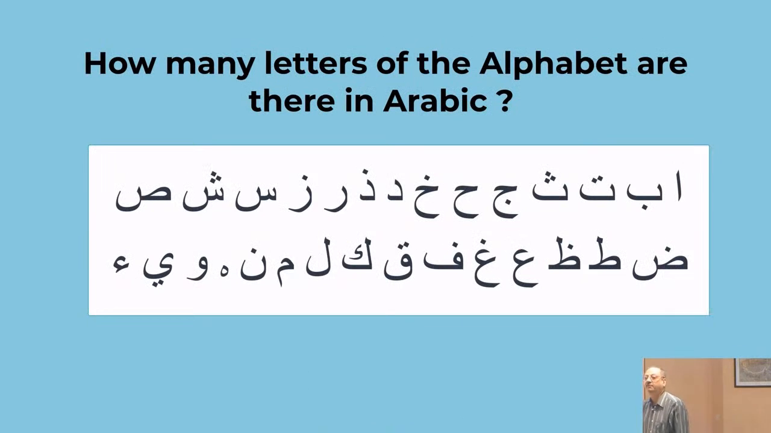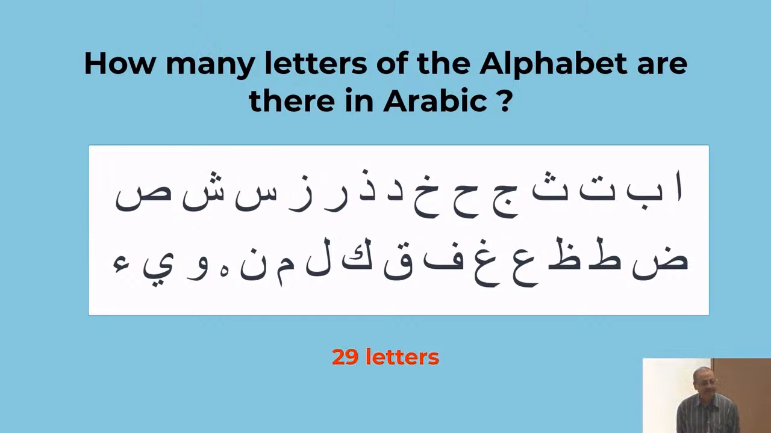How many letters of the alphabet? Most of us were taught that there are 28, but there are 29. Alif is a letter of the alphabet, but it is not a consonant. It does not have a speech sound. When you say "a", it is not alif, but it is Hamza.